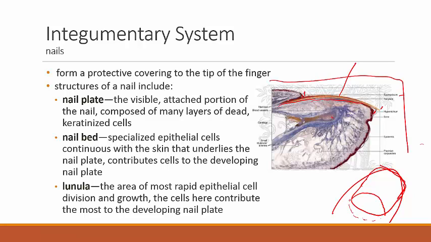So it's the rapid division at the lunula that forces the nail to grow in this direction. If we put this image so that my arrow was pointing upward, it would be just like how we perceive the growth of the skin, where new cells are added at the basal area, and that forces the growth of the nail out toward the tip of the finger.